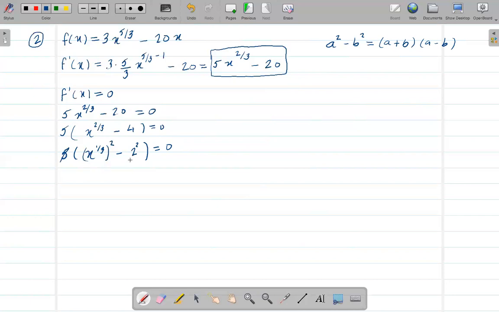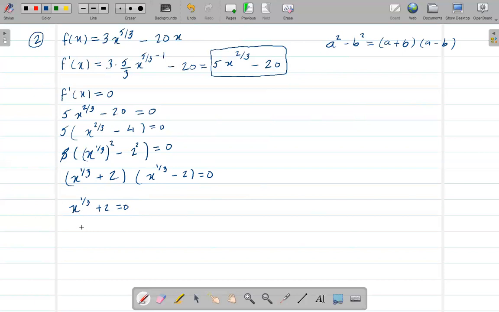Now from these two, using this formula, I can say x to the power 1 over 3 minus 2 or plus 2, it doesn't matter. If I say this is plus, then the other one will be x to the power 1 over 3 minus 2, equals 0. So from these two, now I can assume x to the power 1 over 3 plus 2 equals 0, either this or this equals 0.